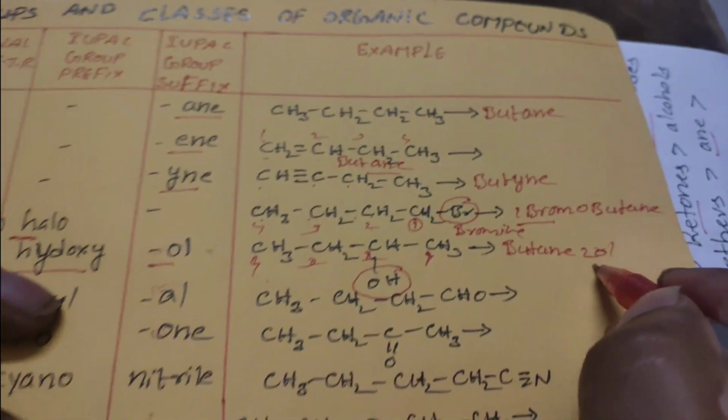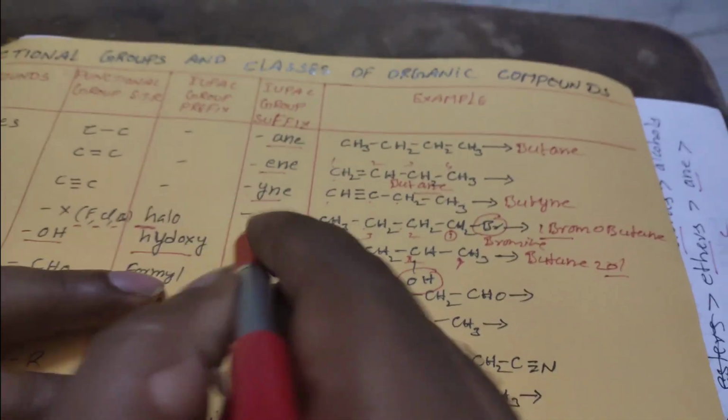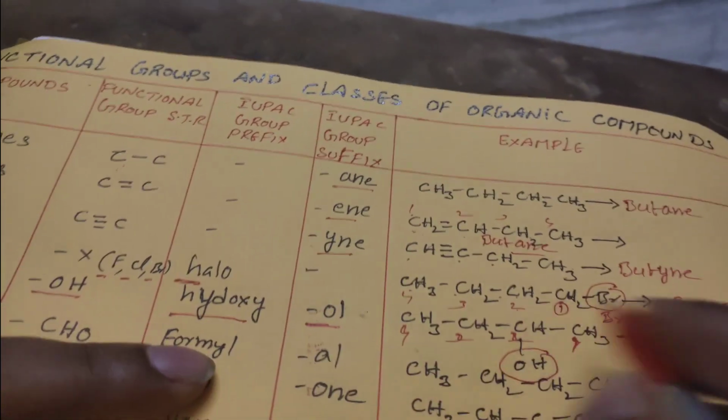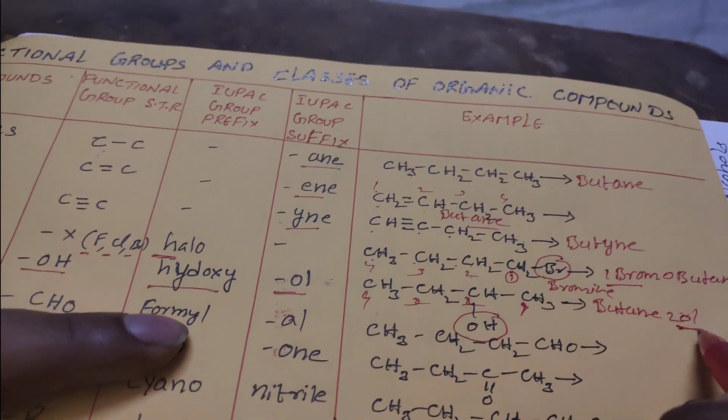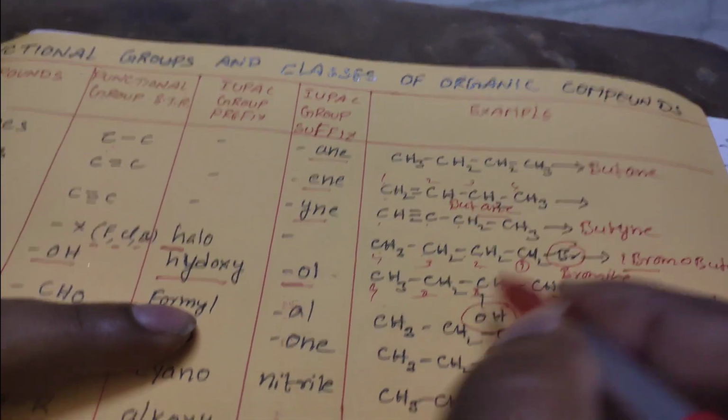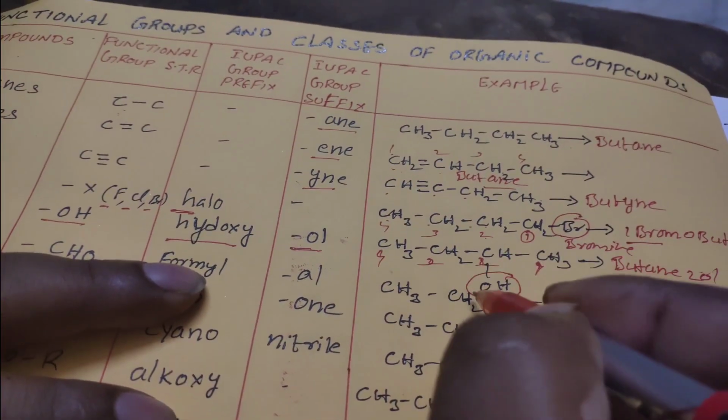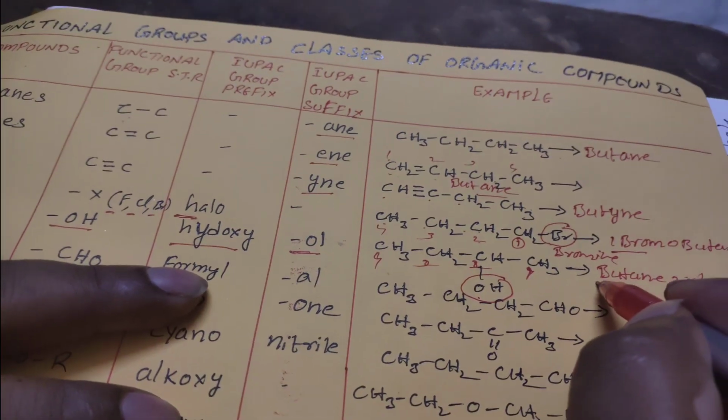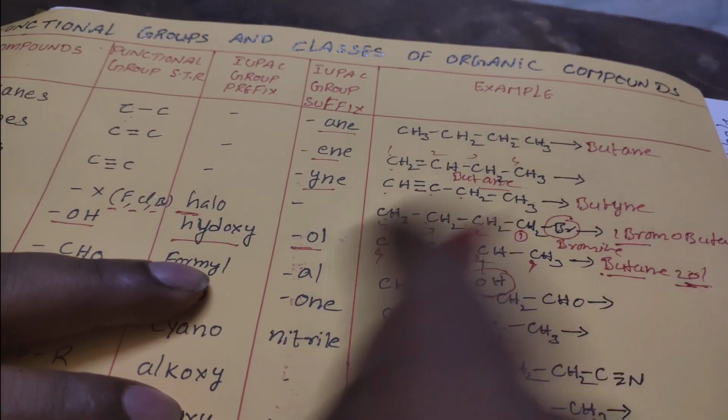Why am I writing ol? Because when the alcohol is given as the suffix, at the end of the name I write ol, and the OH group is present at the second position of the carbon. That's why I am writing butane-2-ol.